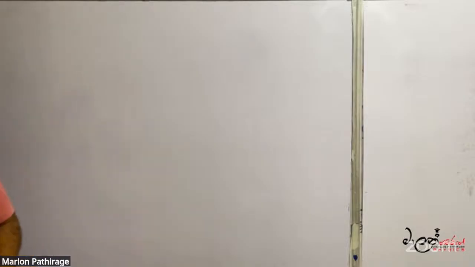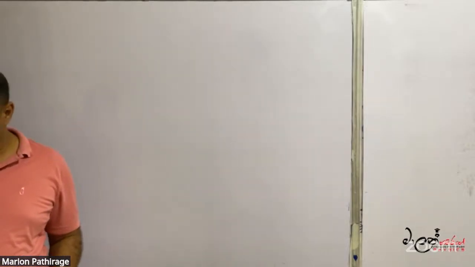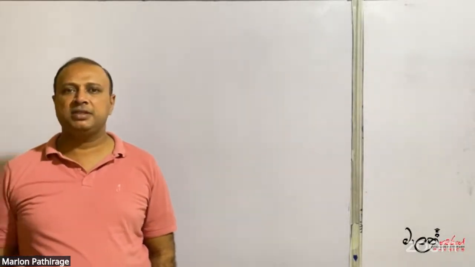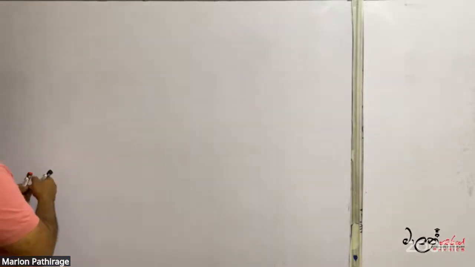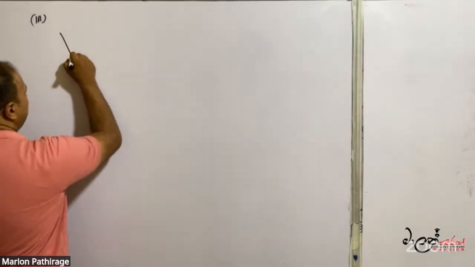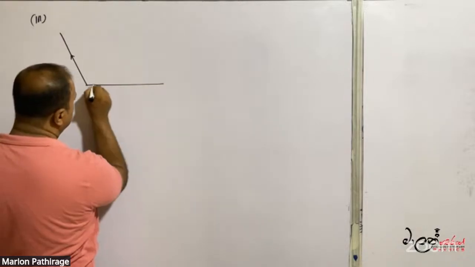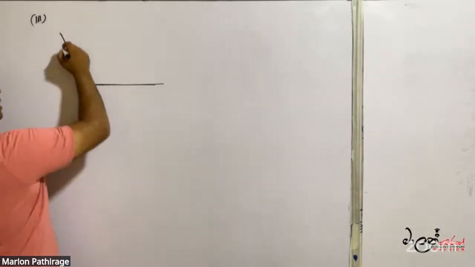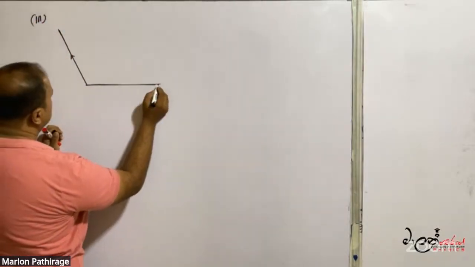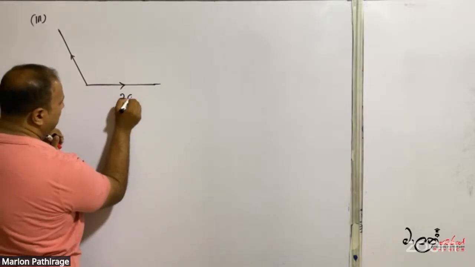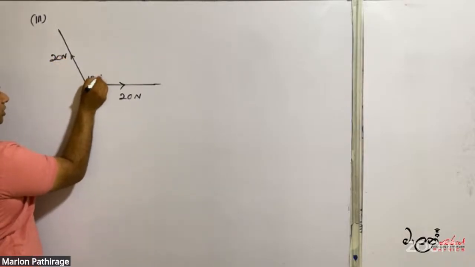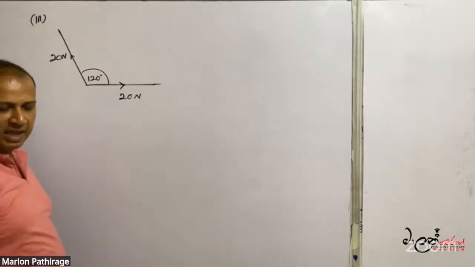Now, there are two vectors, both are 20 Newton, and the angle between them is 120. That means it is something like this. 120 means that is an obtuse angle. But both have the same length, 20 Newton. This angle is 120.